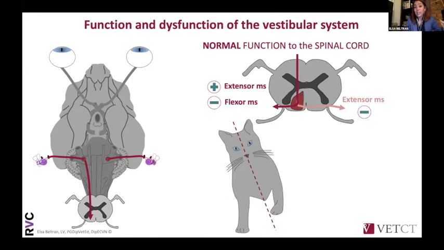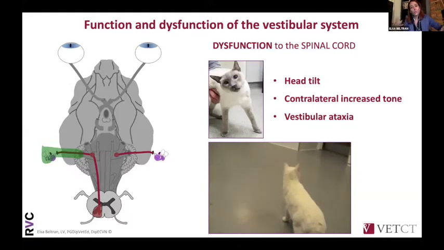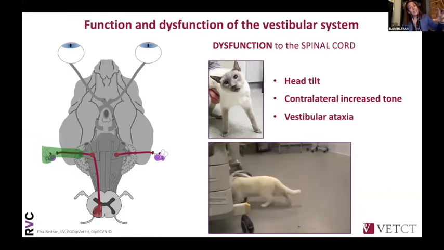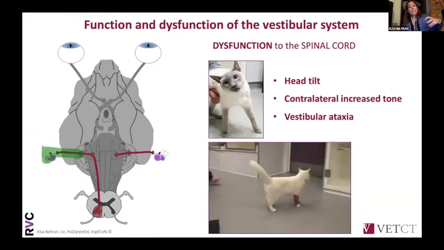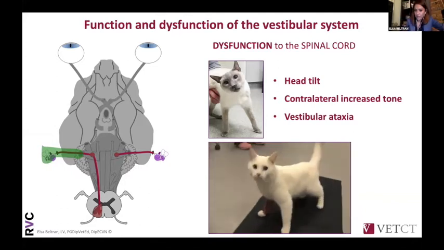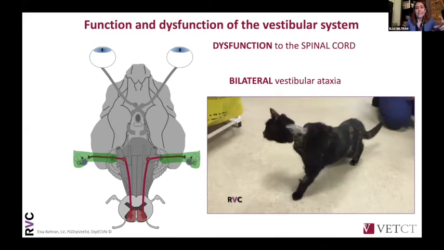So now you can imagine what happens when this doesn't work. I'm going to be falling and leaning because I'm not able to contract my extensors towards that side. And sometimes, not always, you can see contralateral extension because you cannot inhibit the contralateral extensor muscles. And this is what explains the vestibular ataxia and the head tilt, because you lose that contraction of your extensor muscles. So the dog and the cat is going to have a head tilt, potentially a contralateral increased tone, and is going to have leaning and falling, that uncoordinated gait that is characterized by the vestibular ataxia.